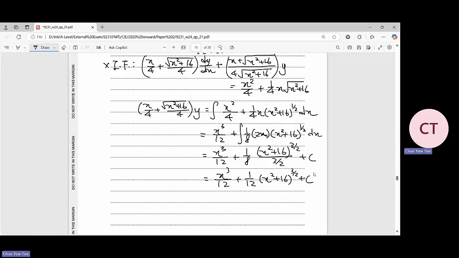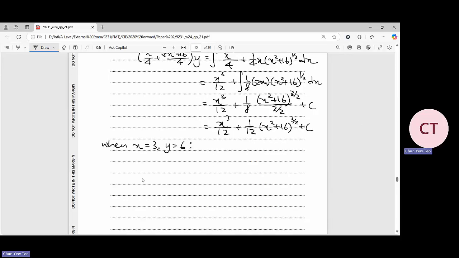Okay, so now we need to find the c. Given that when x is equal to 3, y is equal to 6. From this relationship, change the x here to 3 over 4 plus the square root of 25 over 4, times 6, is equal to 3 cubed over 12 plus 1 over 12 of 25 to the power of 3 over 2. Simplify everything with the help of the calculator. You can find that c is negative 8 over 3.